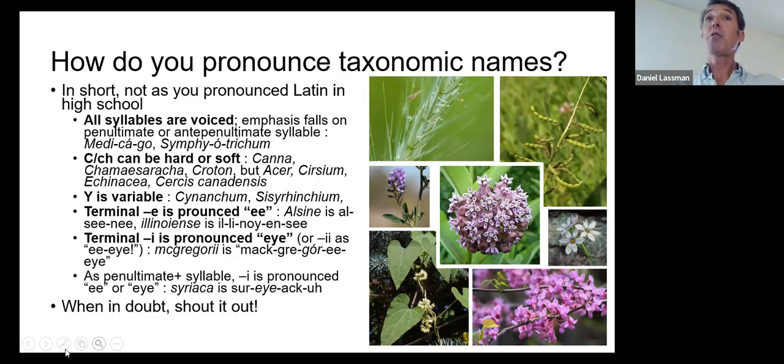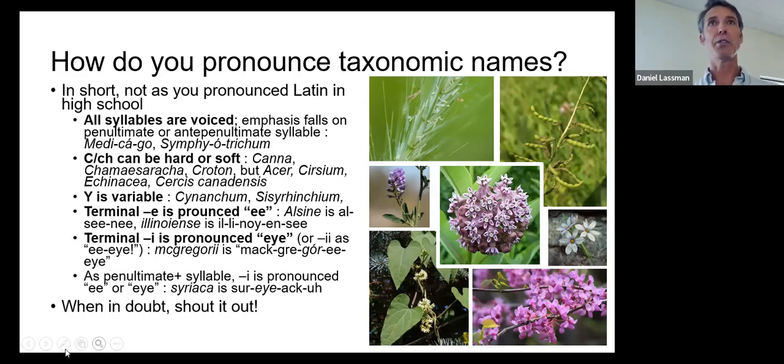C's can be hard or soft. Canna, Cirsium, Acer, Echinacea. I don't know. There's no rhyme or reason. Just say it loud. Y is variable. I usually pronounce a Y as a Y. Cynanchum. But sometimes it's Sisyrinchium, you know, I or Y or I. Terminal E's are always pronounced. Don't ever ignore the terminal E. They're not silent E's. Always pronounce that terminal E.